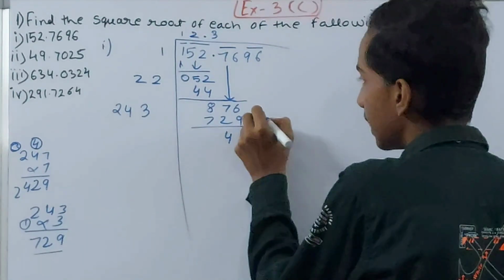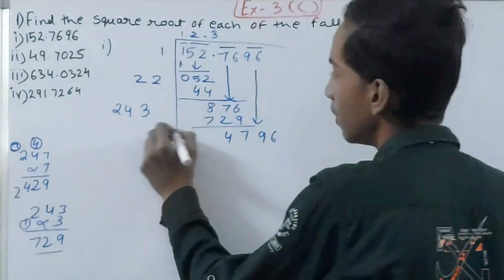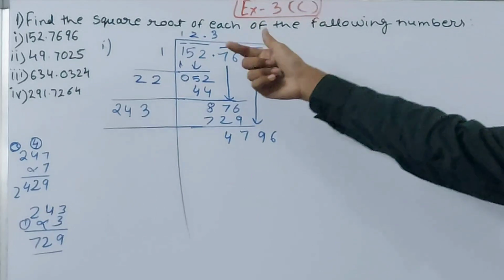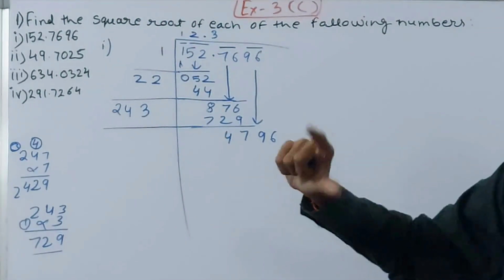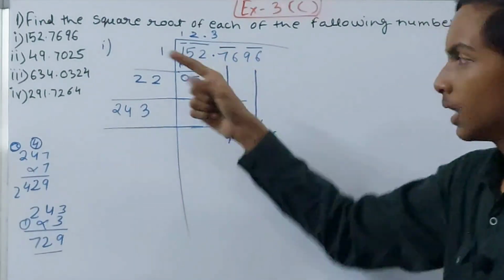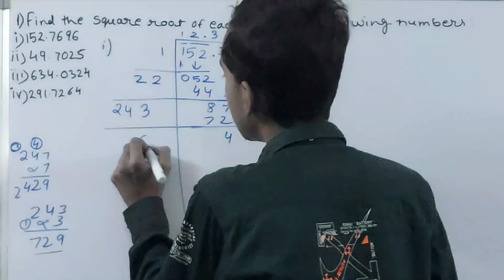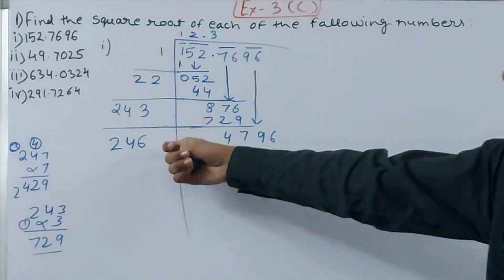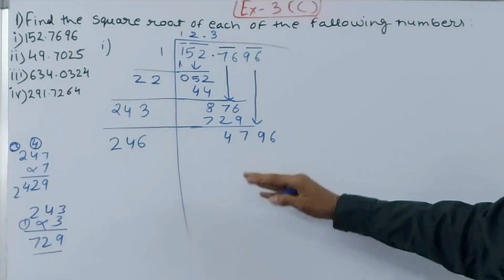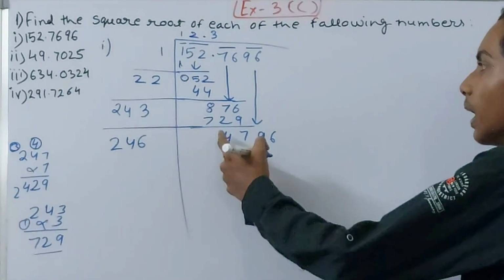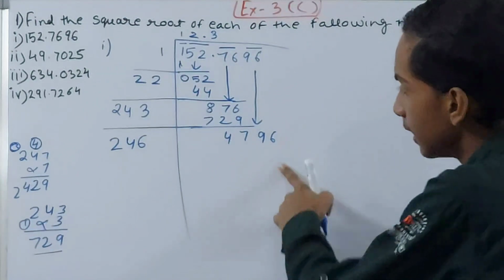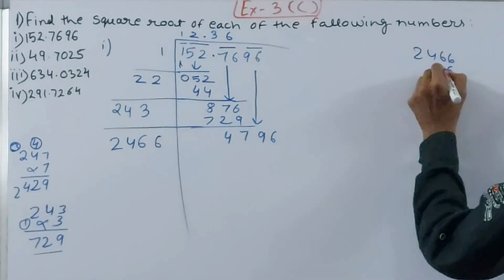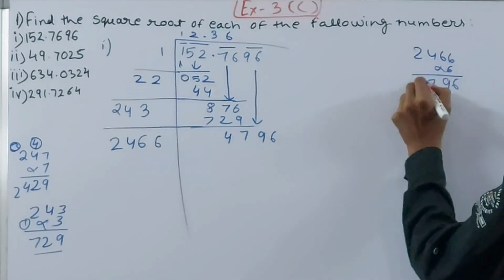We have 47. The next pair is 96. Let's bring it down. Now see, double of 123. Whenever a decimal is there, you will not take the double of 12.3. Instead you will take the double of 123. Ignore the decimal point. Now 123, its double becomes 246. Then again we have to put another number here so that it will cancel exactly. So let's try 6. 246 into 6 becomes 1476.